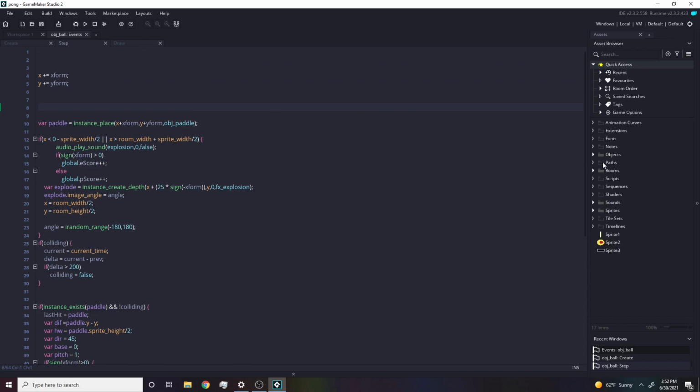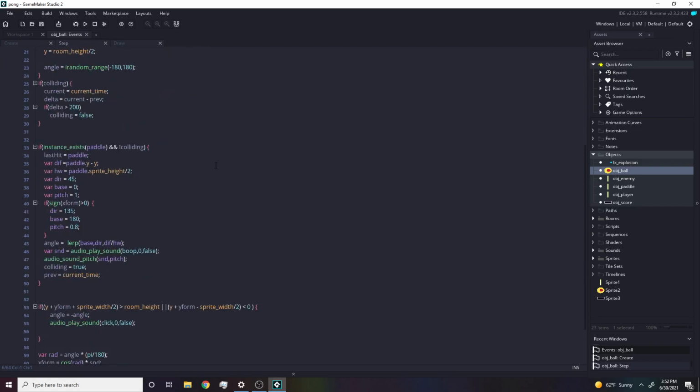So most of the code for this game is done in the step event of the ball. Right now, the first lines are x plus equals xform, y plus equals yform. And this is really where the magic is happening for the movement of the ball. Xform being the x transformation. Transformation is just a fancy word for how we are changing the x and y values. So this is going to be the distance between where the ball is and where the ball should be in the next frame.